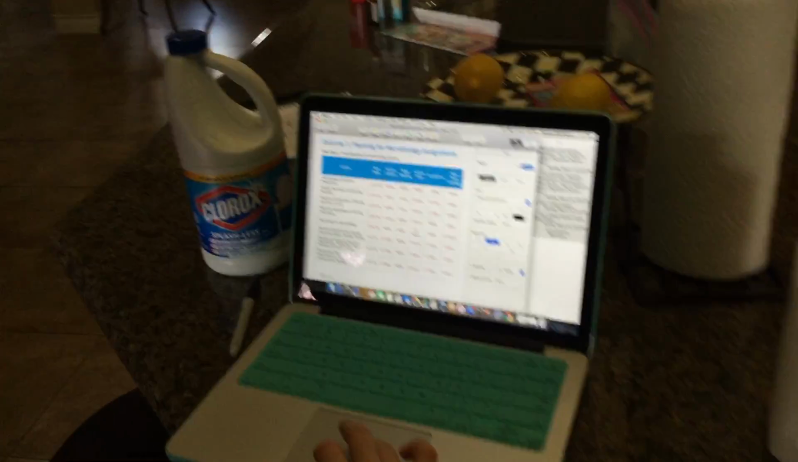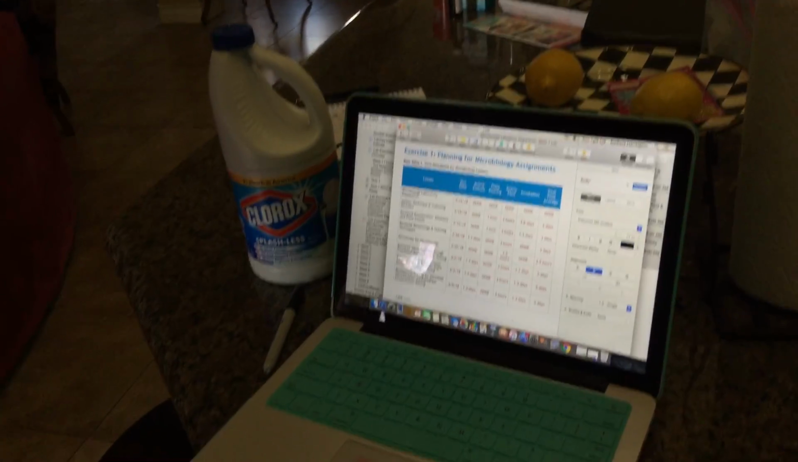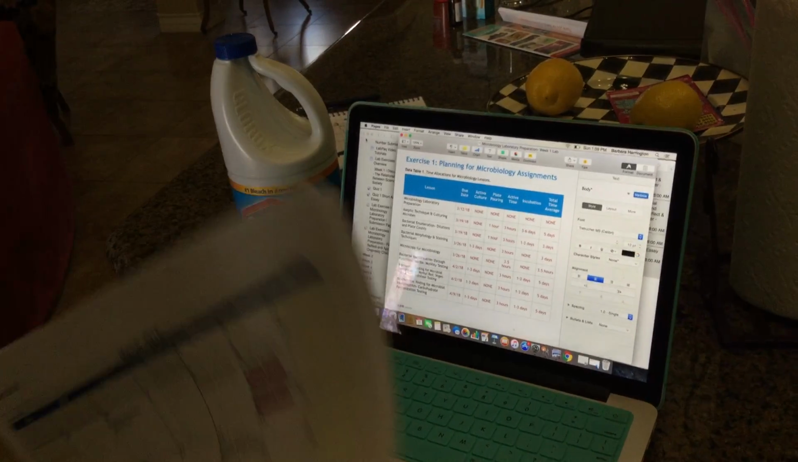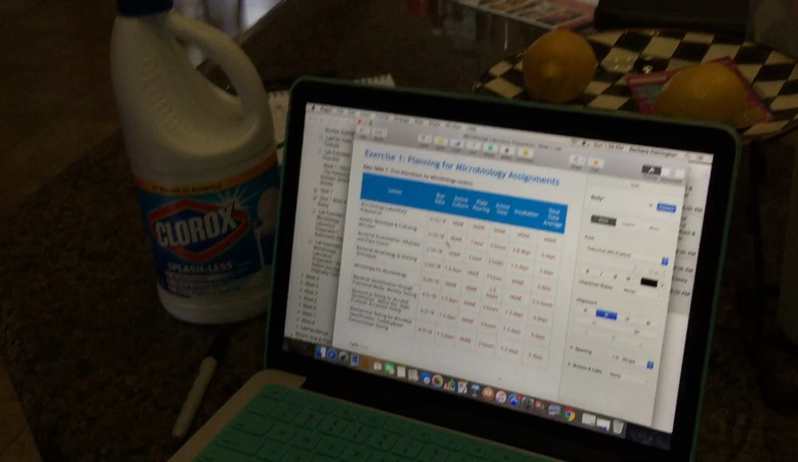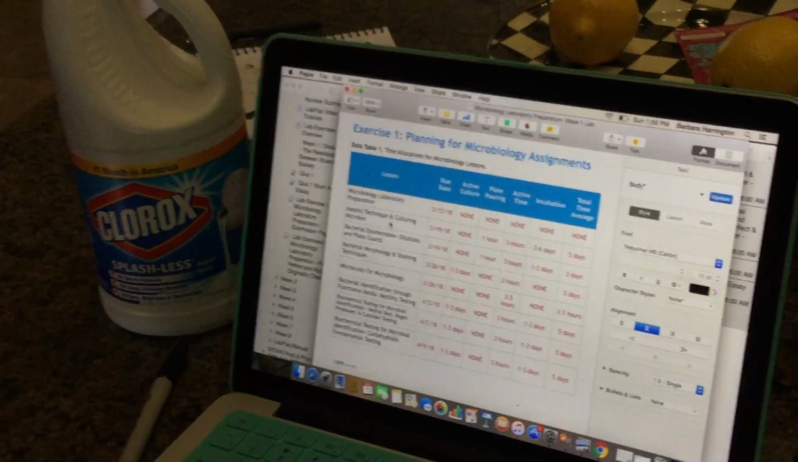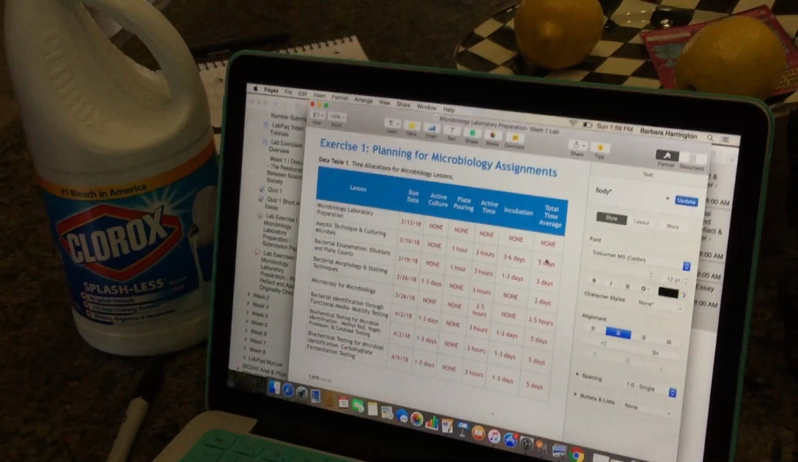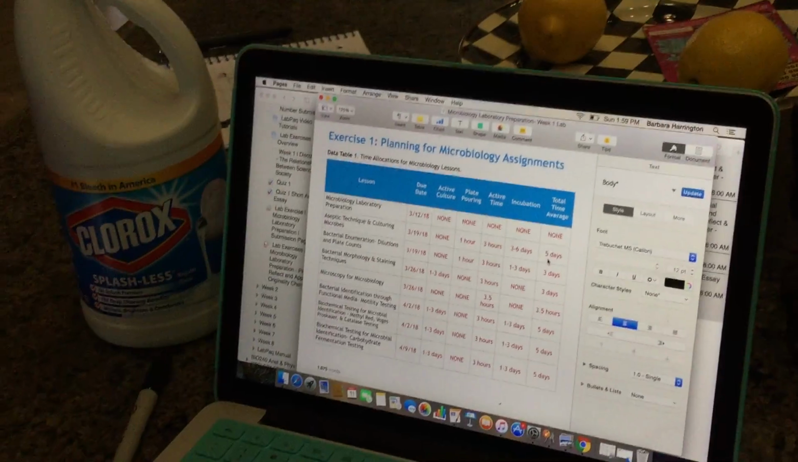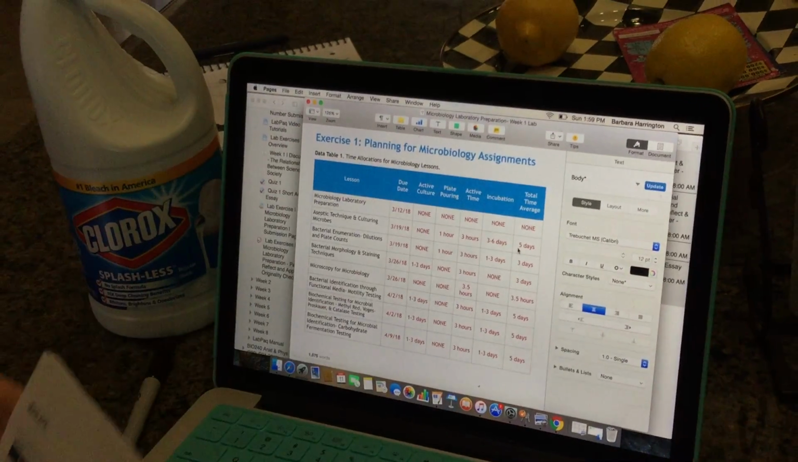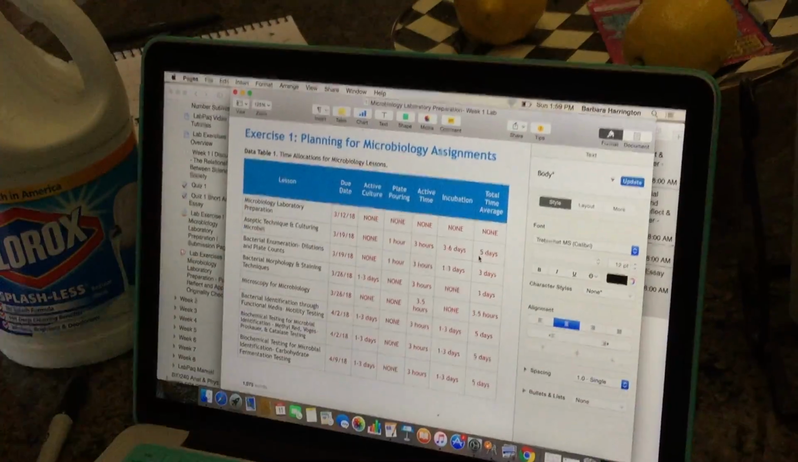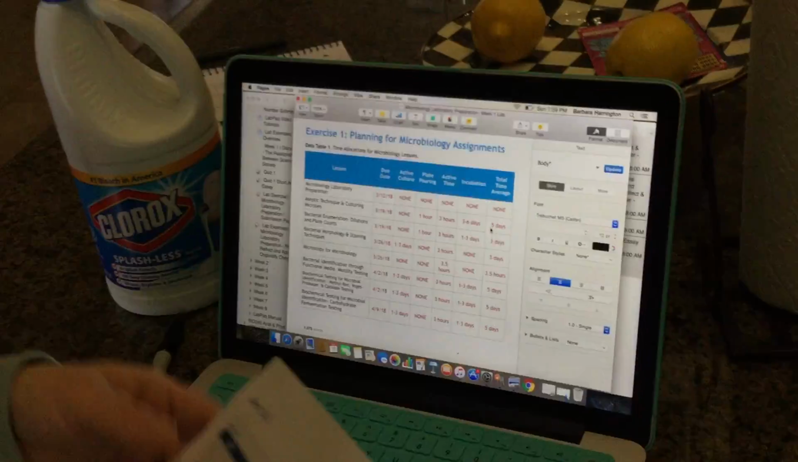For this week, we also wanted to talk about planning for our future weeks for our labs, because there's a lot of labs. And next week, for example, there's 2 labs, and one of the labs, the aseptic technique and culturing, has about a 5-day total average time. So I actually started my experiment for these 2 labs today.